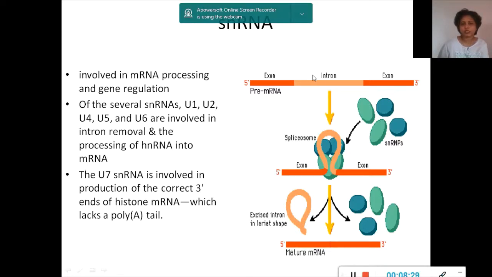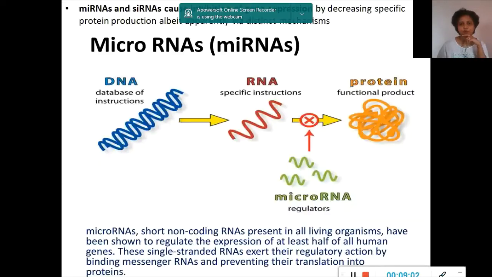So look at this picture. You can find exon, intron and exon. So where does this happen? This mainly happens in eukaryotic forms. So snRNAs mainly help in the removal of the introns, as well as in correcting the 3' end of the histone mRNA, which lacks the poly A tail. This U7 snRNA is involved in the production of the correct 3' end of the histone mRNA.